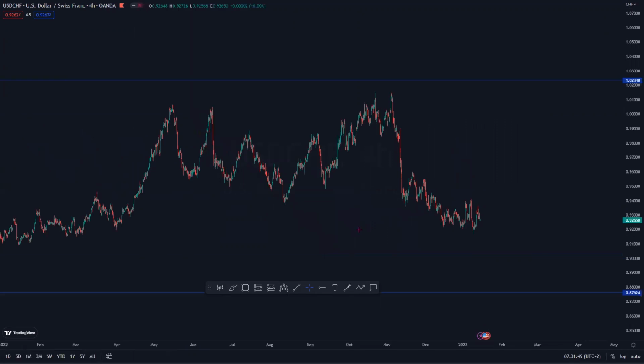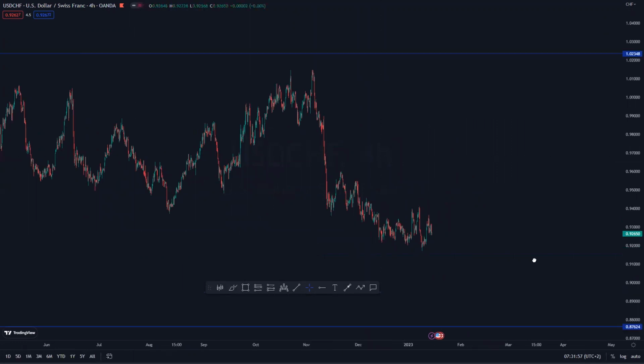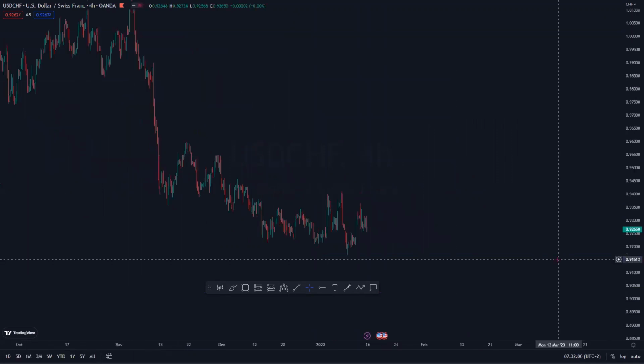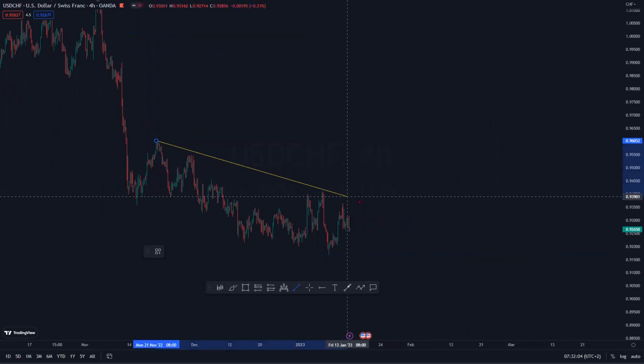So looking at this, guys, what is important you have to know is that after each and every impulsive move, there is a correction. So let's see, looking at this, we might find what.